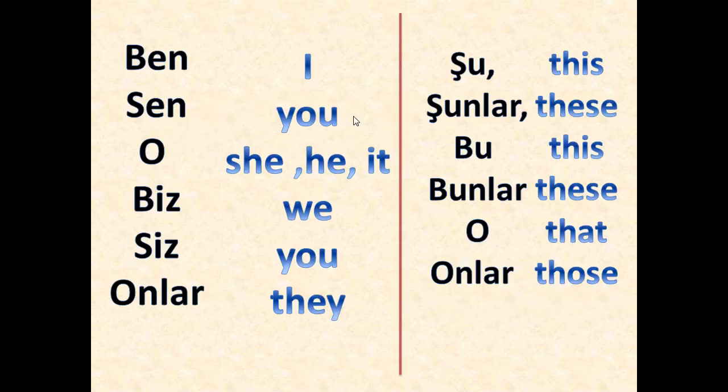And yes, it's over. I've put them all here. As you see, we have ben, sen, o. Biz, siz, onlar. We have şu, şunlar. Bu, bunlar. O, onlar. These are the subjective pronouns.